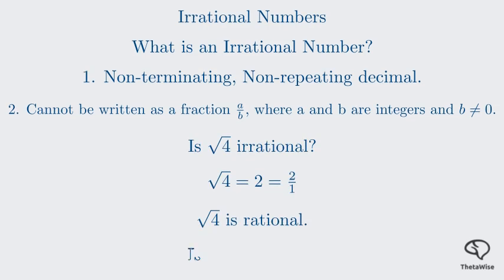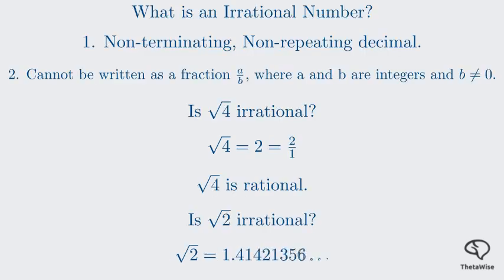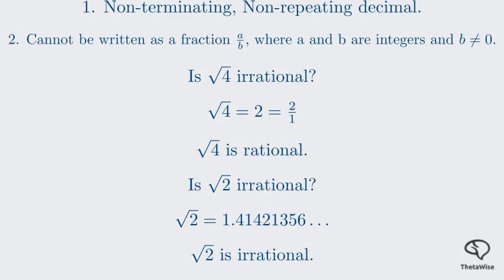Now let's look at the square root of 2. If you type it into a calculator, you get a number like 1.41421356 and so on. The decimal part never ends and never repeats. You also can't write the square root of 2 as a simple fraction. Therefore, the square root of 2 is in fact an irrational number. So, a good rule of thumb is, if you take the square root of a number that is not a perfect square, you will get an irrational number. This is an important distinction to remember.